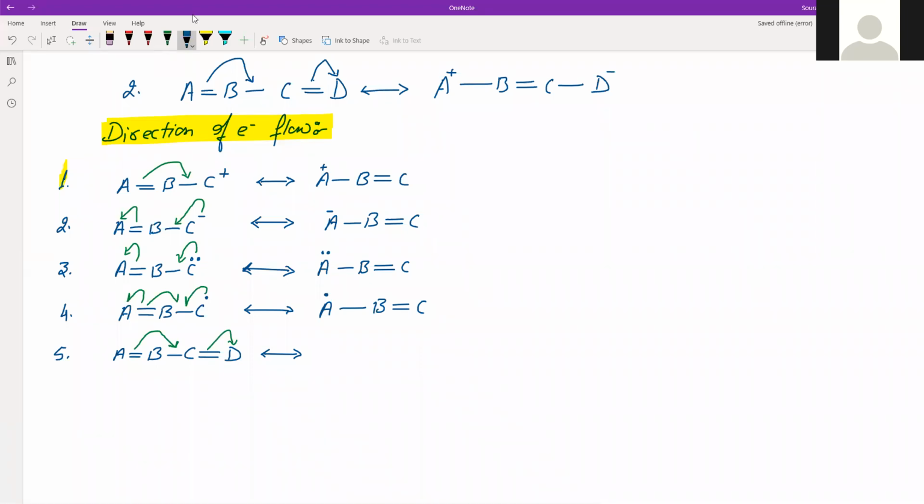So now what will this give us? It will give us A single bond B, double bond C, and single bond D. But D will have extra electrons, so due to that it will have a negative charge, and A will lose 2 electrons. So that's why it will have a positive charge.